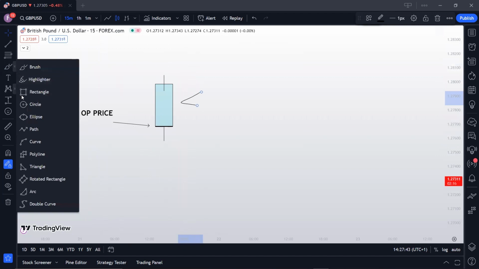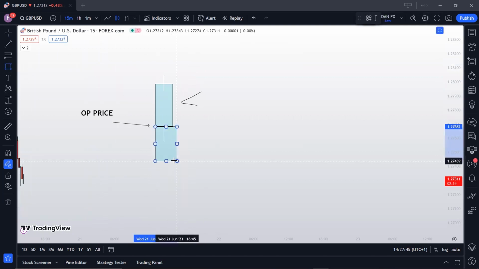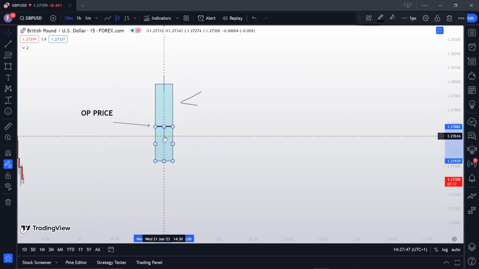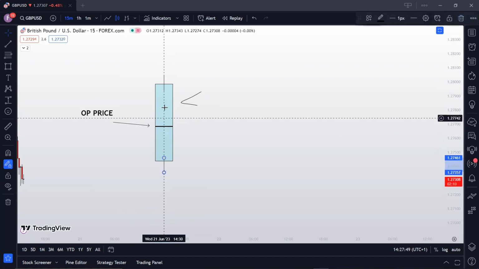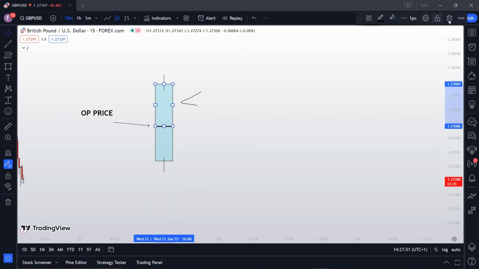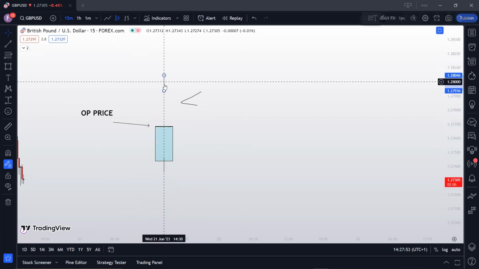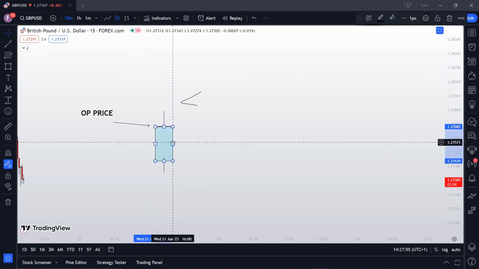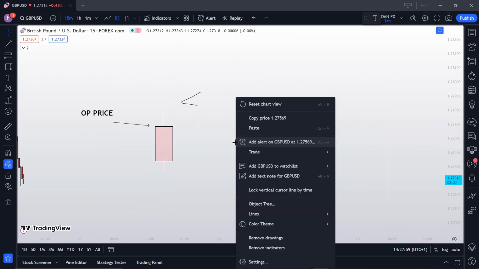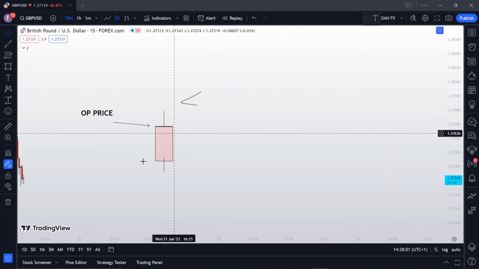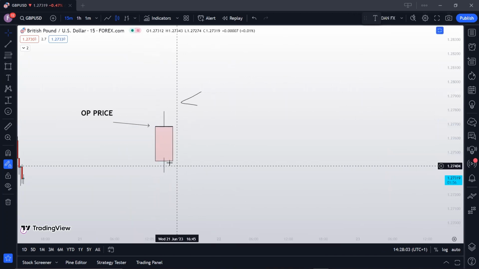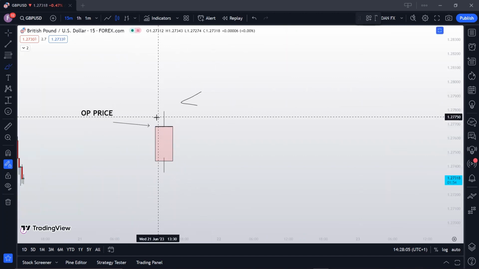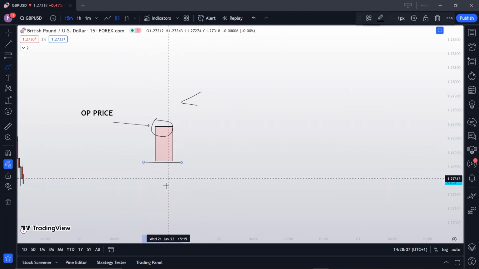But if price closes below where it opened, that will be a bearish candle. So if price does like this and closes below, let me change the color to red. If price closes below the open price, you have a bearish candle, right? That means price opened all the way up here and closed all the way down here.